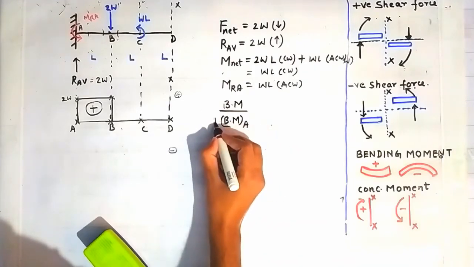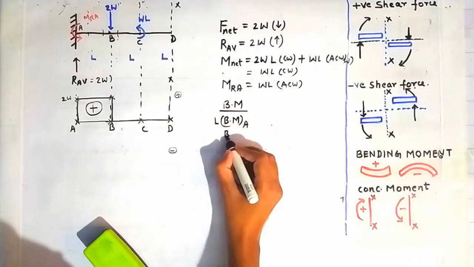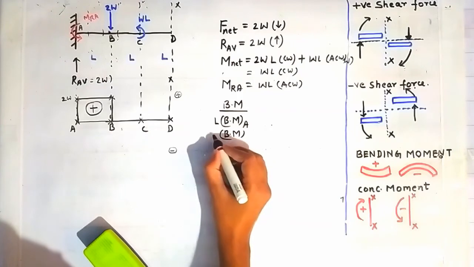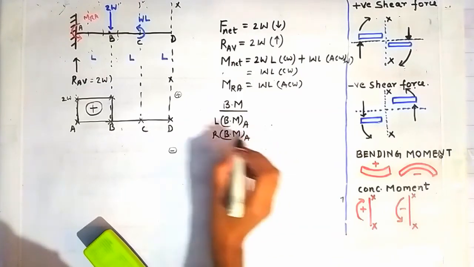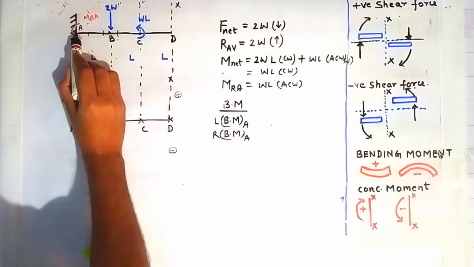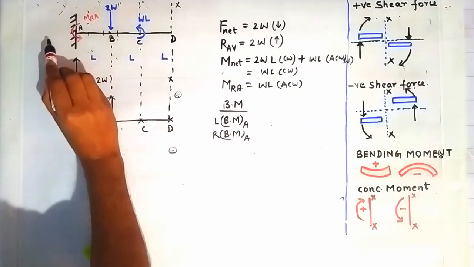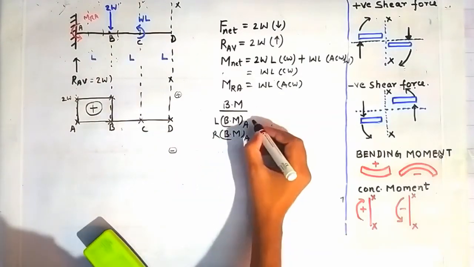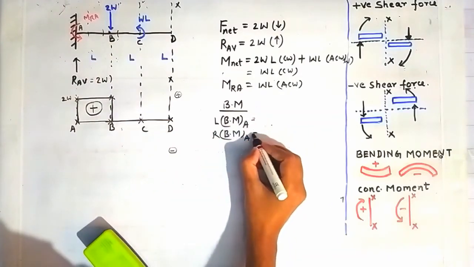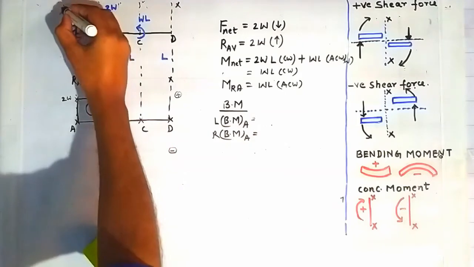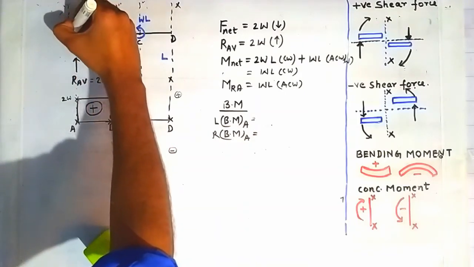We will calculate the bending moment on the left side of the point A, and bending moment on the right side of the point A. Why? Because there is a concentrated moment acting at this point A. So bending moment will change suddenly as going from the left side of the point A to the right side of the point A. So for calculating the bending moment on the left side of the point A, we have to construct a section on the left side of this point A.